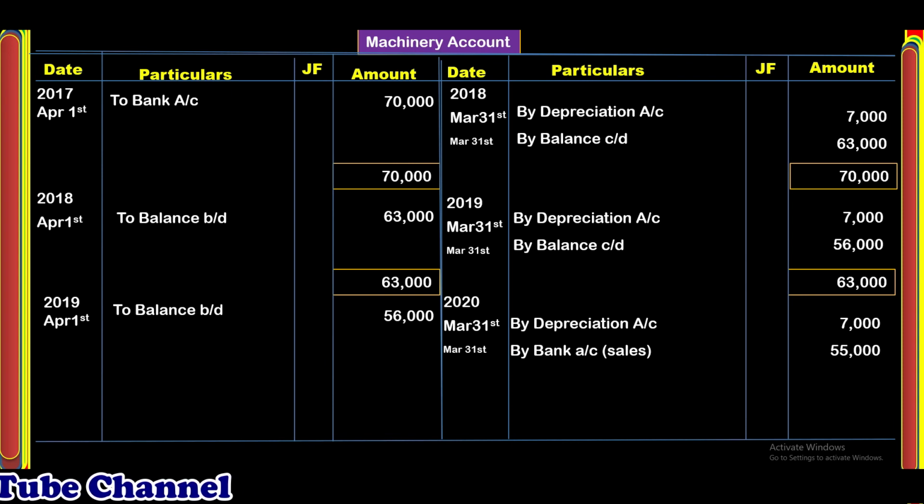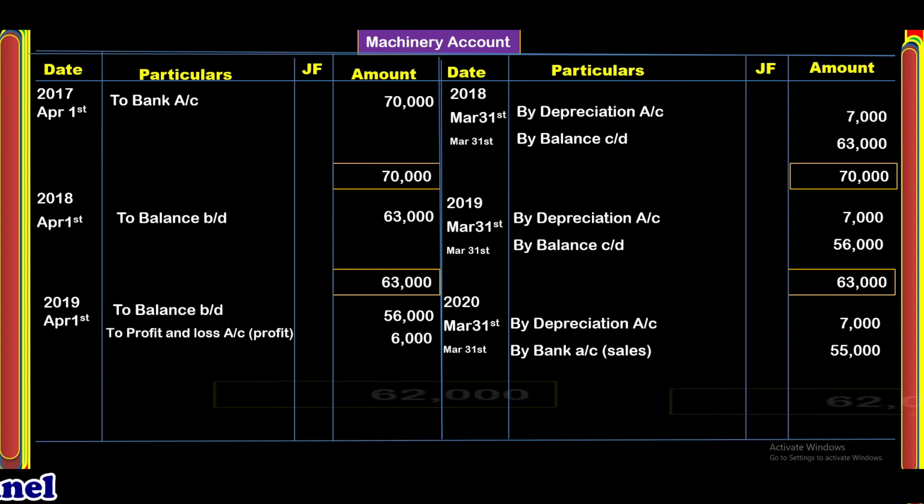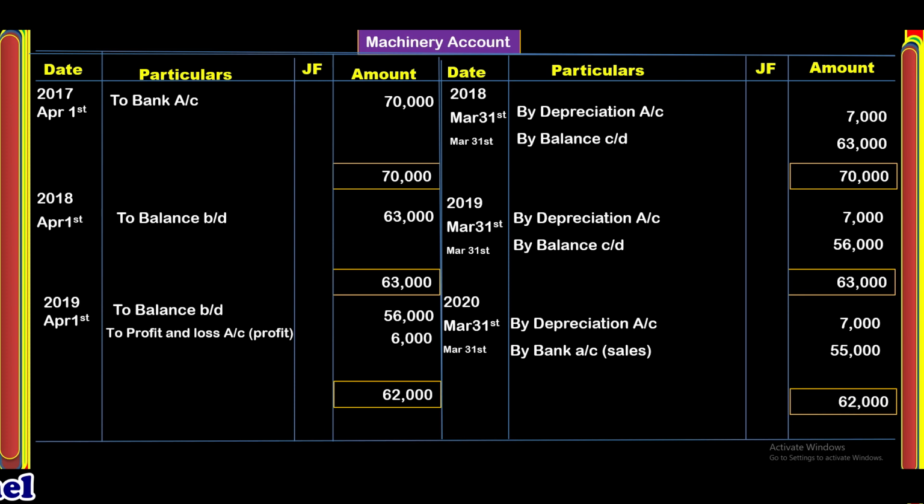When profit comes the asset value will be increased. So here the journal entry is machinery account debit to profit and loss account. So on the debit side this profit should be shown as to profit and loss account, within brackets profit, amount is 6,000. Nothing to post here. Then both sides we have to total. When we do the total we get the same answer, 62,000 and 62,000. That means the machinery account is going to close, so there will not be any balance in the third year.